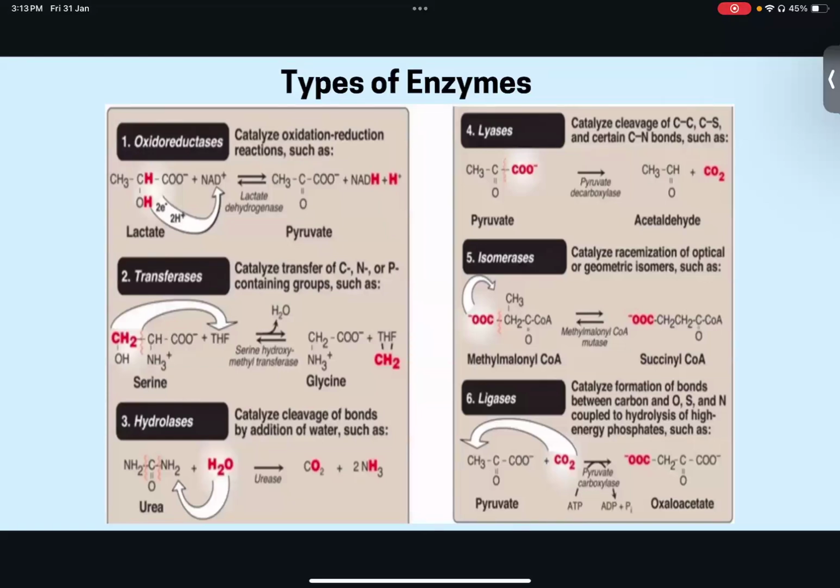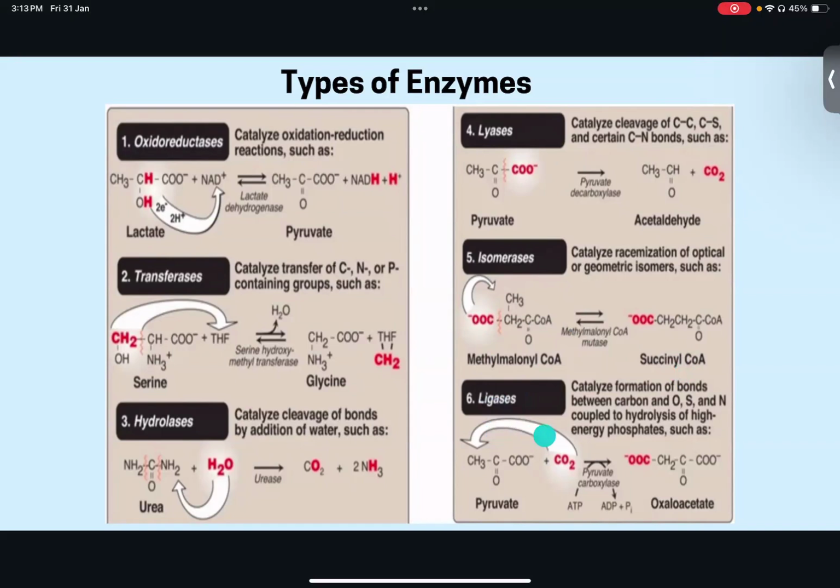Then we have the isomerase, which catalyzes the racemization of optical or geometric isomers. So in isomerase, we only have a change in the configuration of the bonds in the compound. We're not adding or removing. We're only changing the configuration of the compound to form another compound. It's like isomers, so they are isomers.